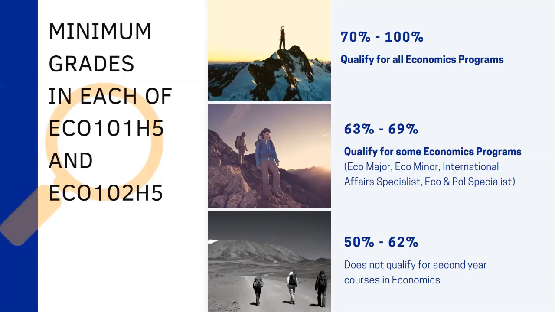Students who achieve 63 to 69% can qualify for some programs, including the ECO Major, ECO Minor, International Affairs Specialist, or Economics and Political Science Specialist. And students achieving 50 to 62% do not qualify for second-year courses in economics. Students who achieve 0 to 49% do not complete the credit.